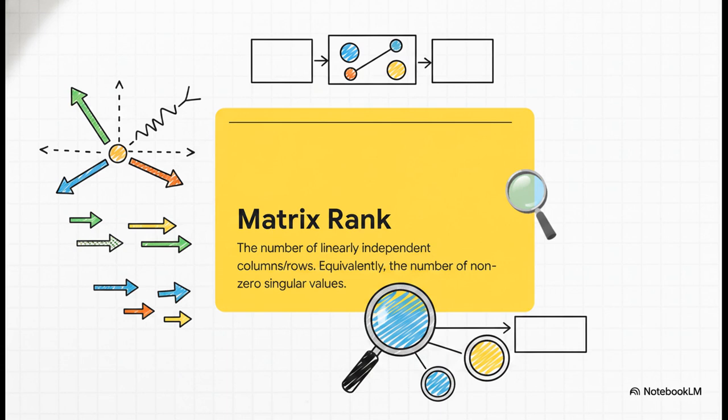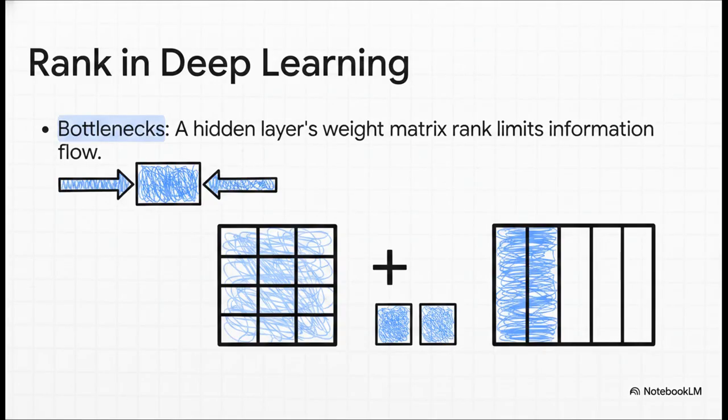And a super easy way to find it? You just compute the SVD and count how many of the singular values are not zero. And this idea is absolutely critical in modern deep learning. You can think of a layer's weight matrix as an information bottleneck. Its rank determines the maximum amount of distinct information that can even flow through it.